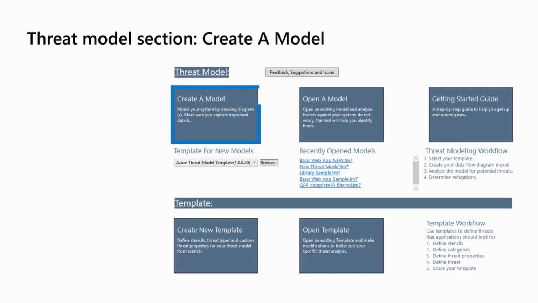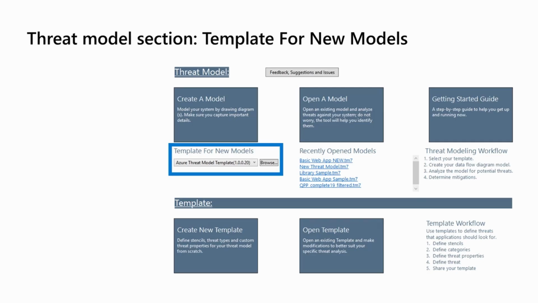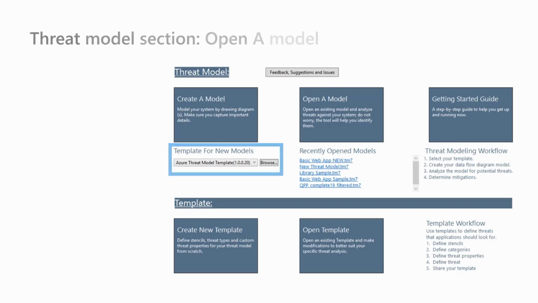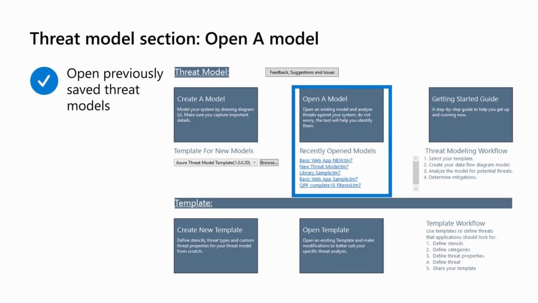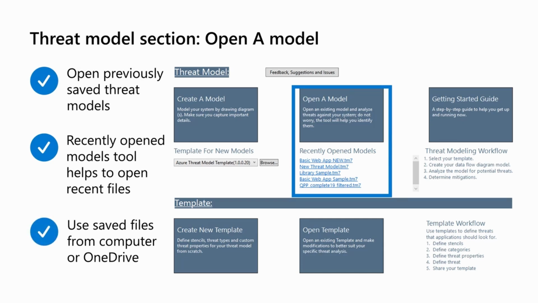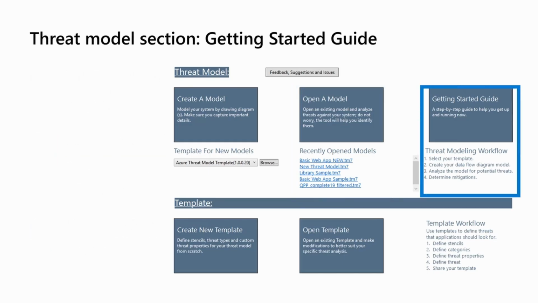Next, create a model. You can open a blank canvas to draw a diagram and choose a template for your model. Then, Template for New Models will help create a new model. The main template is the Azure Threat Model template, which includes stencils, threats, and mitigations related to Azure. Further, Open a Model will open previously saved threat models. The Recently Opened Models tool helps to open recent files. You can use your computer or OneDrive to open the saved files. And Getting Started guide will help to open the Microsoft Threat Modeling tool main page.